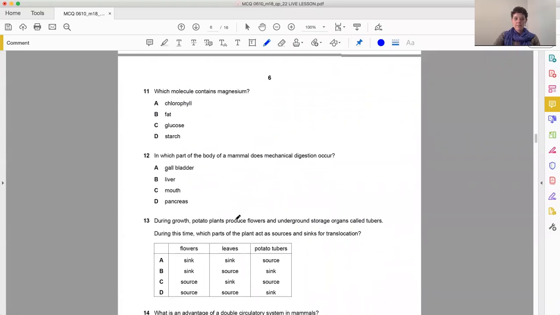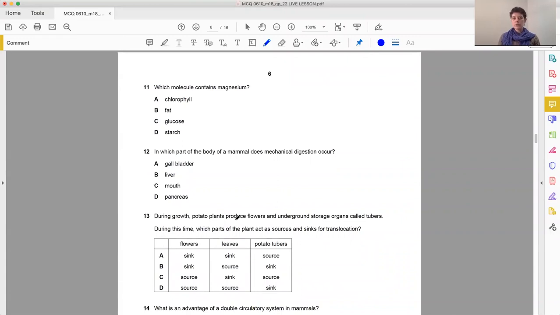Question 11. Which molecule contains magnesium? Chlorophyll, fat, glucose, or starch? Well, if we think about plant nutrition, we get a little bit of information about magnesium. If a plant is deficient in magnesium, then it is not a proper green color, is it? Because it can't make chlorophyll. So the molecule that contains magnesium is chlorophyll.